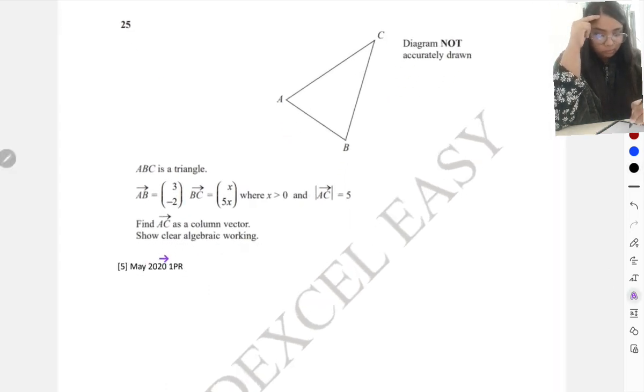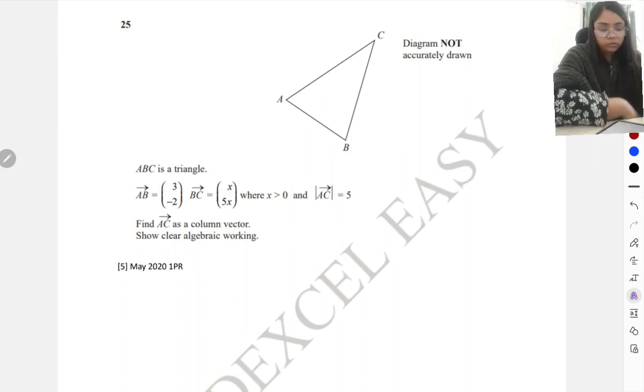This is again taken from May 2020 paper 1. Now we have a triangle ABC. This is a column vector. All the vector geometry is done; this is just column vectors. We'll just do this. It's quite easy. AB is this, BC is this. So AB is given, BC is given, where x is said to be greater than 0. Like over here, the BC was actually given in terms of unknown x. And the modulus of AC is already given to you, 5. Now we need to find AC as a column vector, and show clear algebraic working.